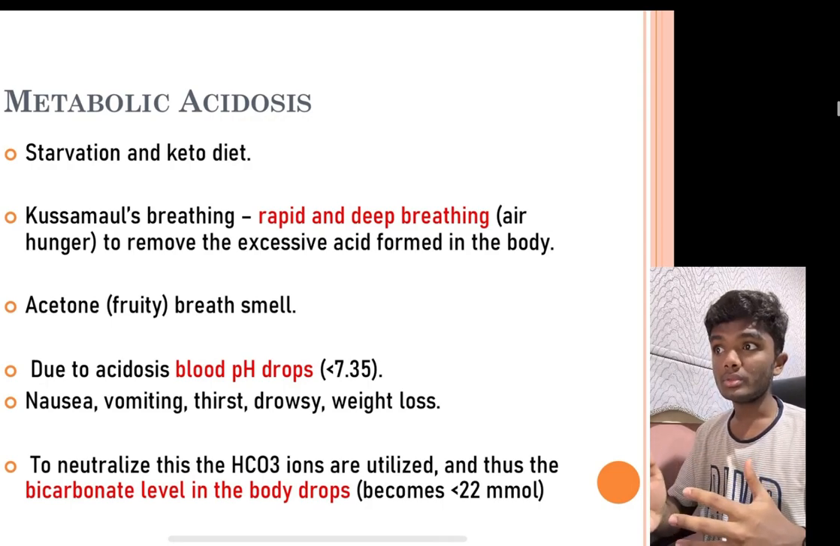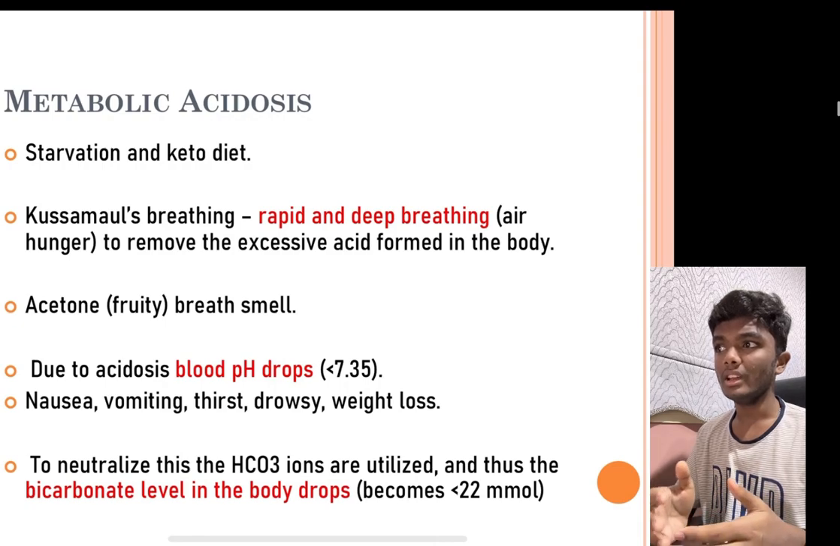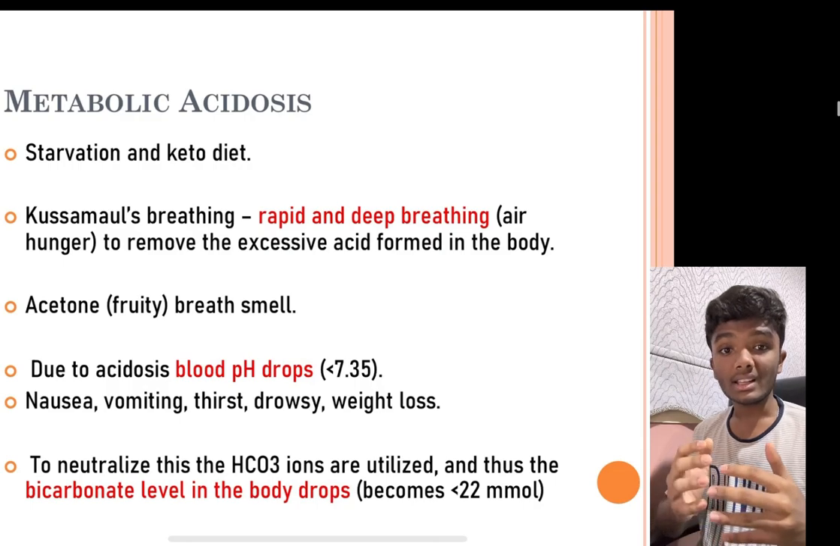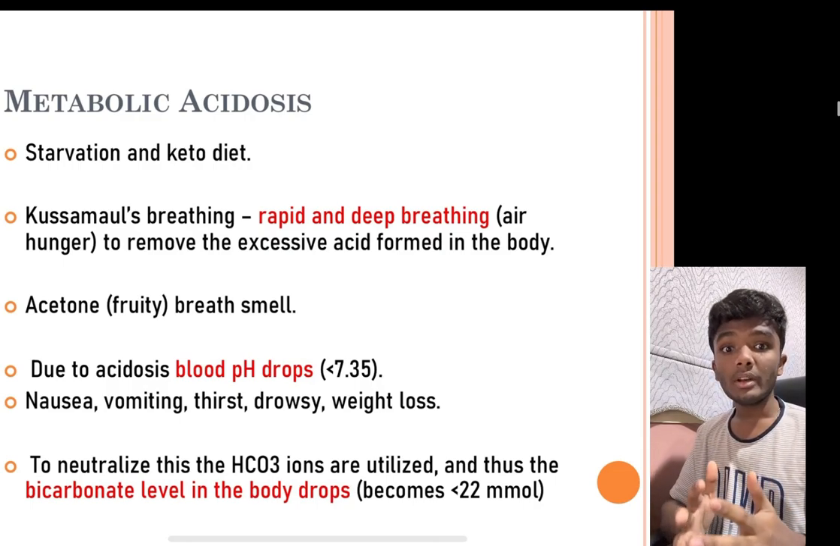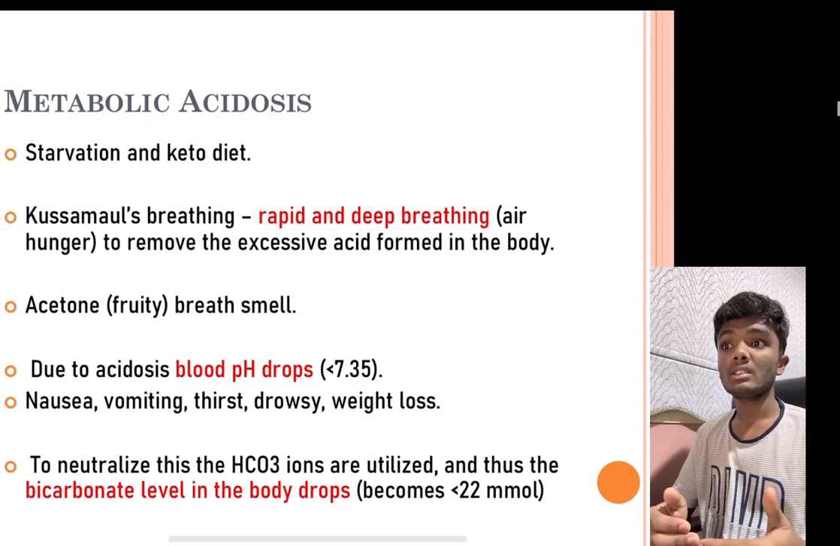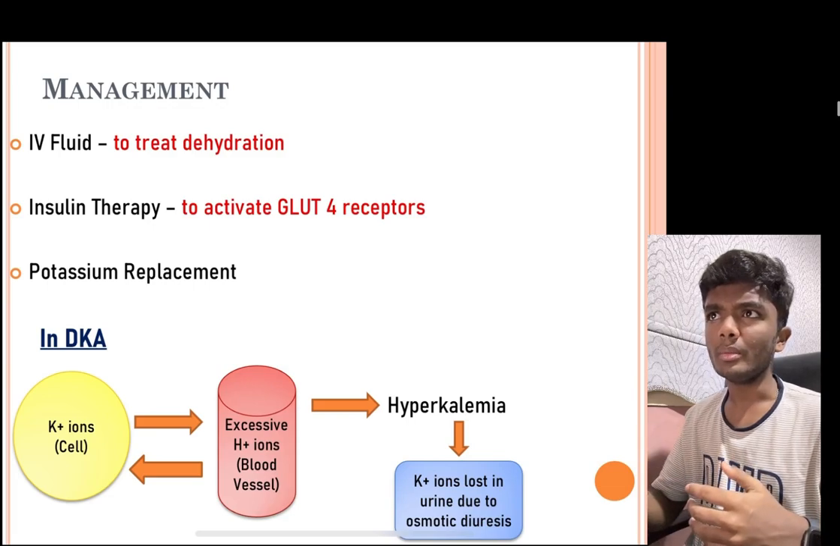The blood pH drops to less than 7.35, and the symptoms present are nausea, vomiting, thirst, drowsiness, weight loss, and dehydration due to osmotic diuresis. To neutralize the acidity of the blood, the bicarbonate ions are utilized. Thus, when these bicarbonate ions are utilized, the bicarbonate level in the blood drops. Next, we look upon a few of the managements.